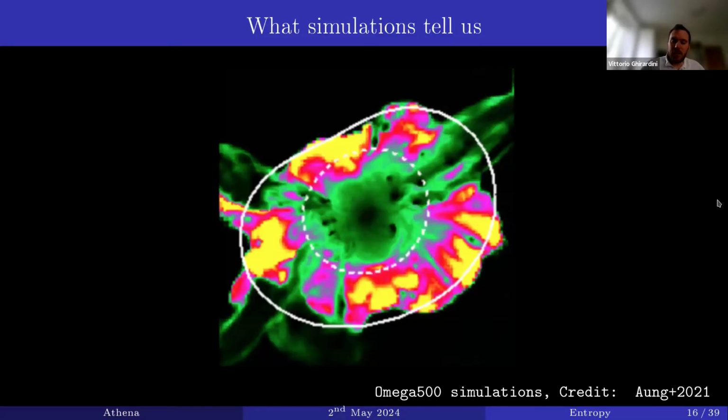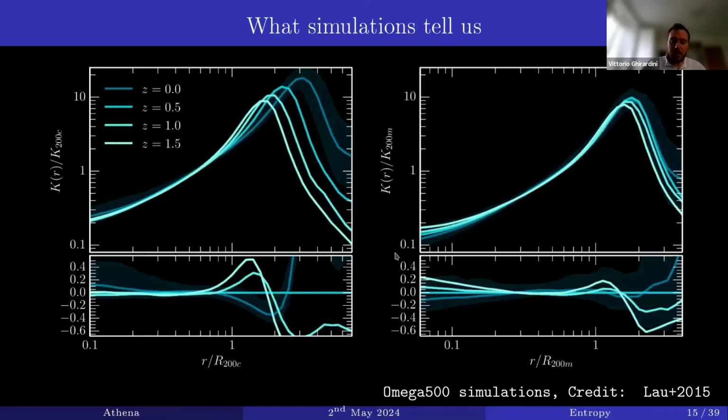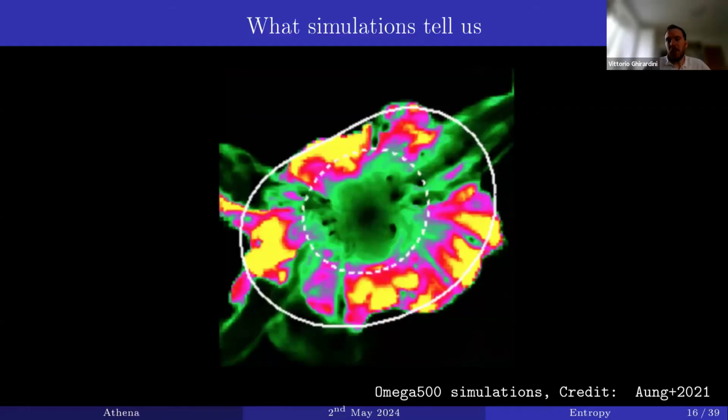As was shown in this nice paper by Ang et al. 2021, you really see in the simulation this sharp drop in entropy around simulated galaxy clusters. And differently from 200 mean or 200 critical, which are somewhat arbitrary definitions that depend a lot on the gravity-only theoretical prediction, you can really use entropy to define the boundary of galaxy clusters.